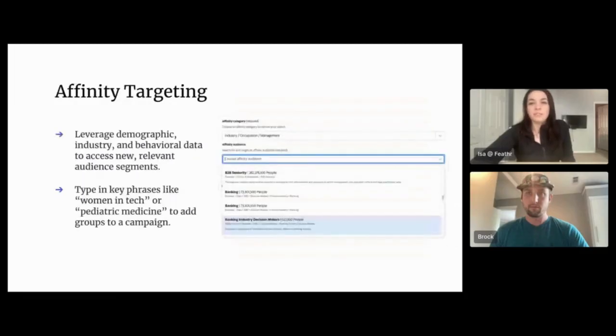Cool. Next up is affinity targeting. Affinity campaigns let you tap into enormous audiences based on data that we have, so demographic and market industry data that Feathr has access to. If you're a charity, for example, looking for big ticket donors, you could target affluent audiences that have a history of donating to charity. Or if you're an association looking for professionals in a specific medical field, you can filter for that specific medical field and reach thousands of new relevant prospective members or event attendees based on that.